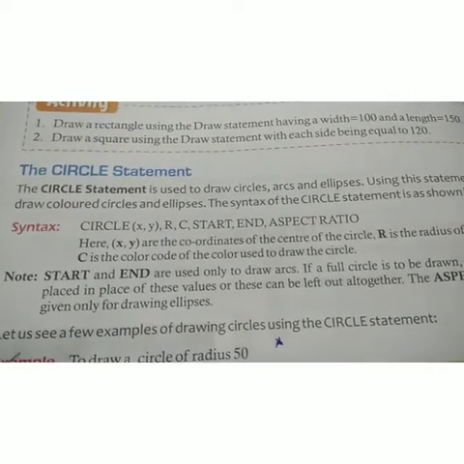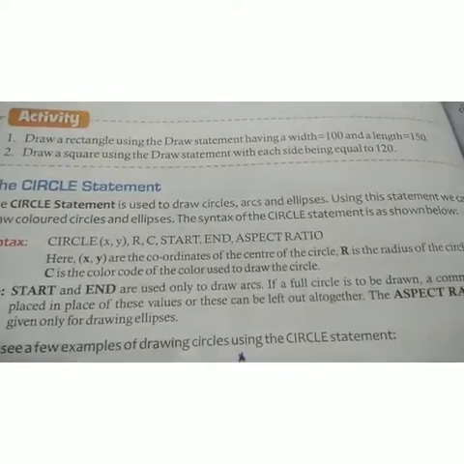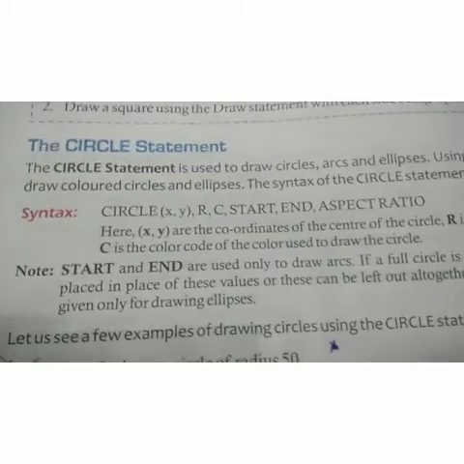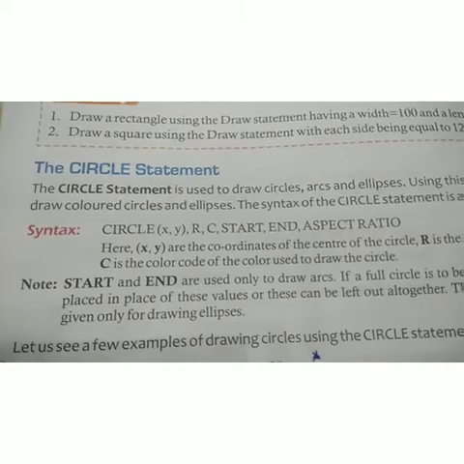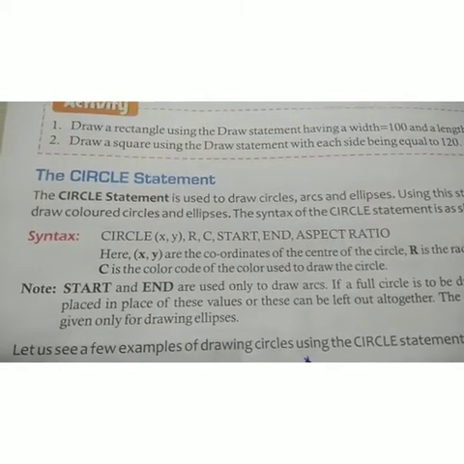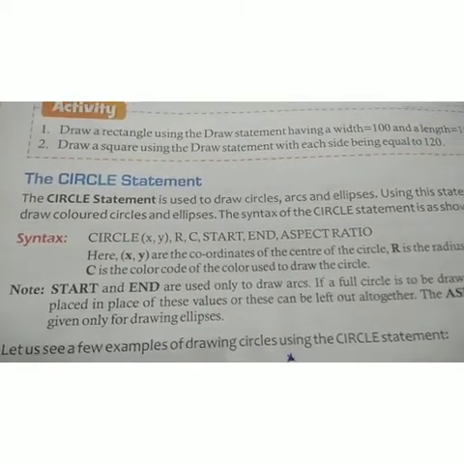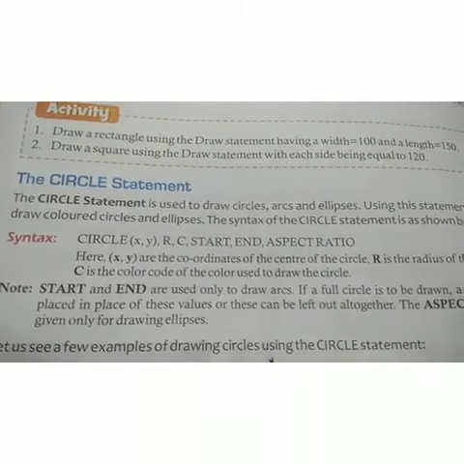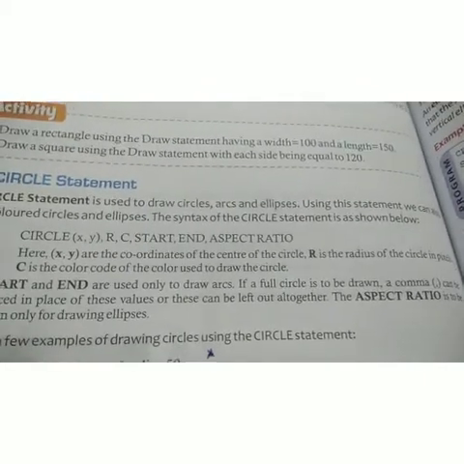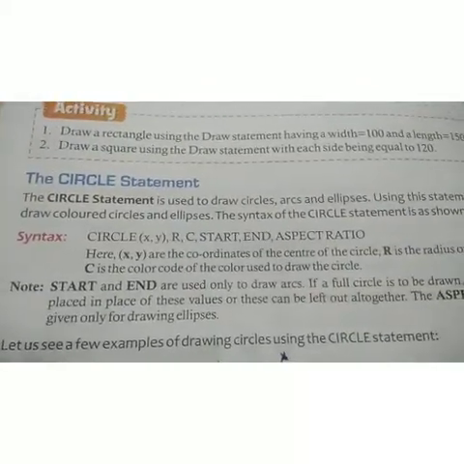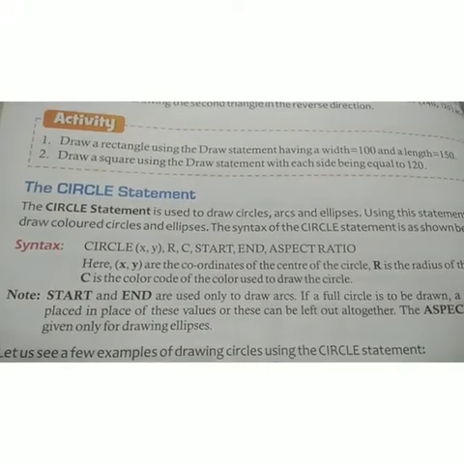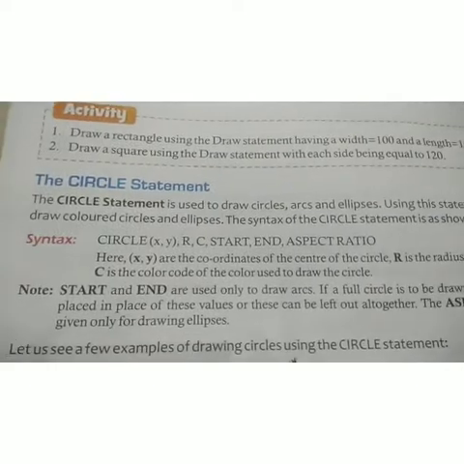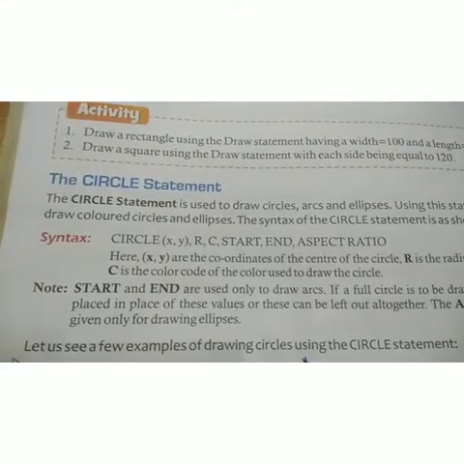Here x and y are the coordinates of the center of the circle. Next, r is the radius of the circle in pixels. c is the color code of the color used to draw the circle. Note that start and end are used only to draw an arc. So if a full circle is to be drawn, a comma can be placed in place of these values, or they can be left out altogether. The aspect ratio is to be given only for drawing ellipses.